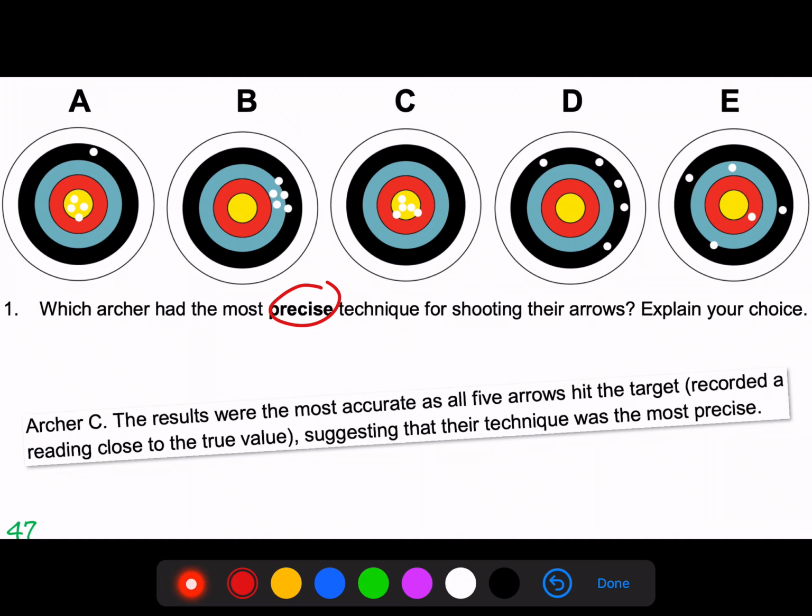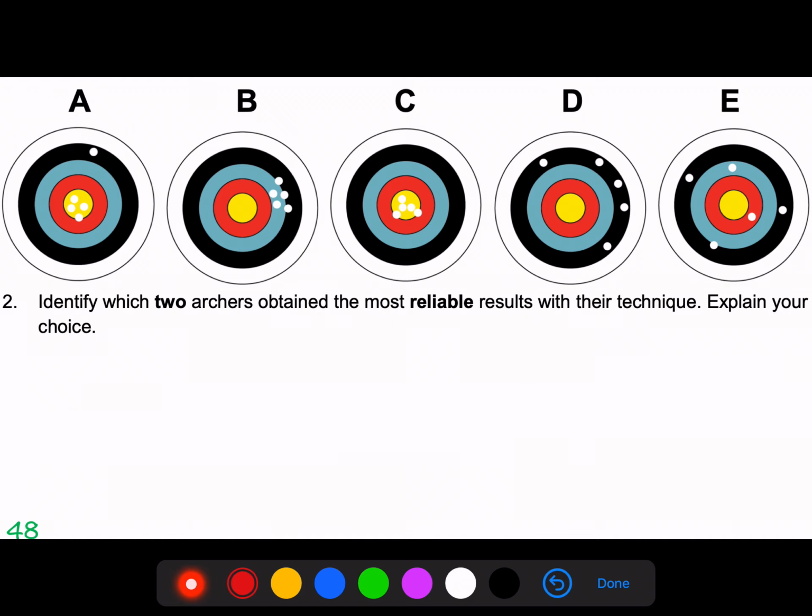That means they have precise technique, they have a precise method, they're using precise equipment, the bow in this case, or maybe a measuring cylinder in our case, and their accurate data results.